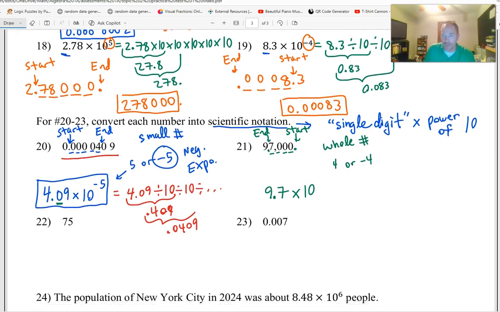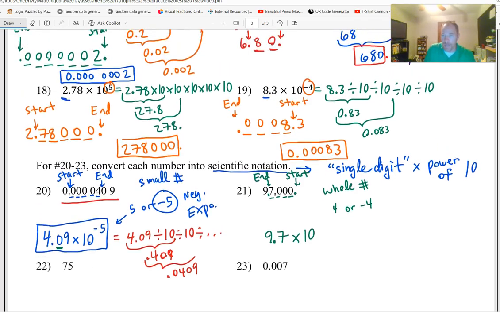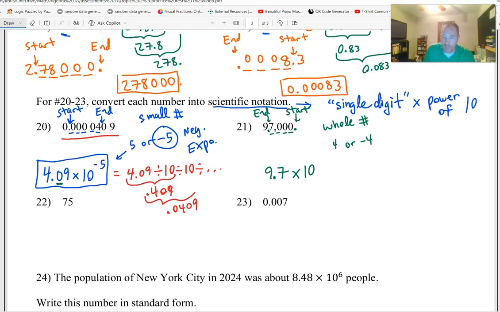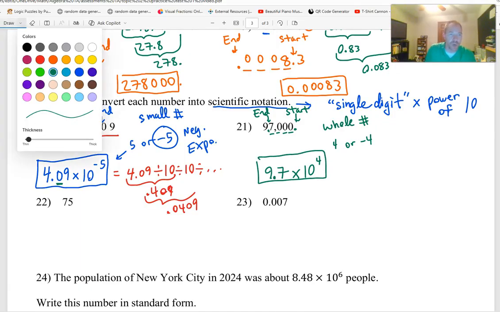Well, I can do a couple things here to think. I'm going to go back to my shortcut to say, oh, this was a big number. 97,000, that's a big number. That means I want a positive exponent. So I'm going to take the positive 4 over the negative 4. So positive 4 there.